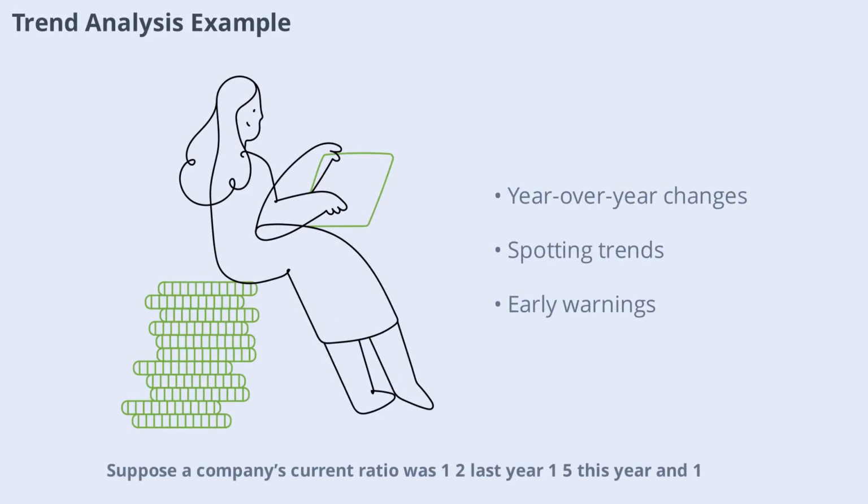Suppose a company's current ratio was 1.2 last year, 1.5 this year, and 1.8 next year. This upward trend suggests improving liquidity. On the other hand, if the net profit margin drops from 15% to 10% to 8%, it could signal rising costs or declining sales. Tracking ratios over time helps spot positive or negative trends early.